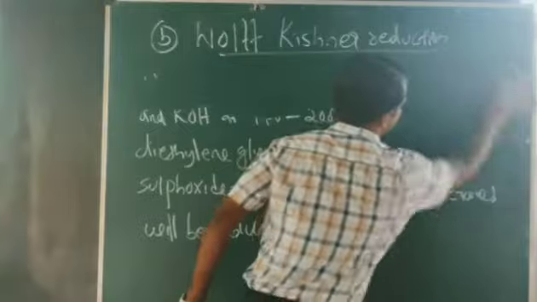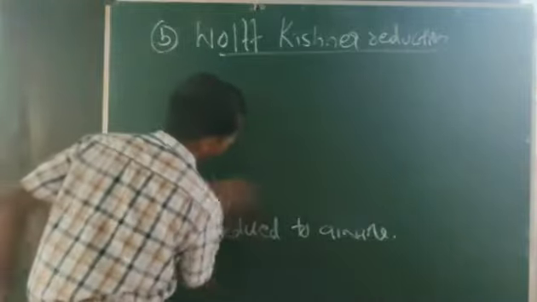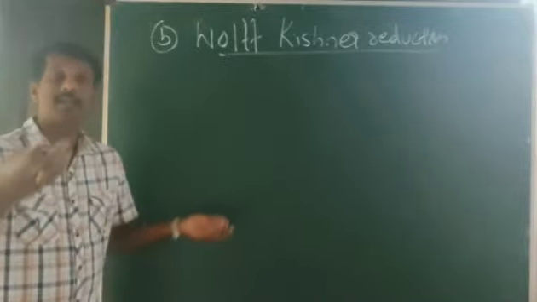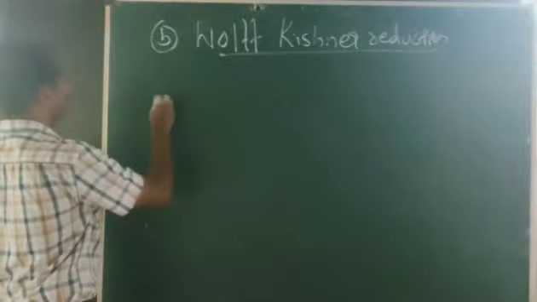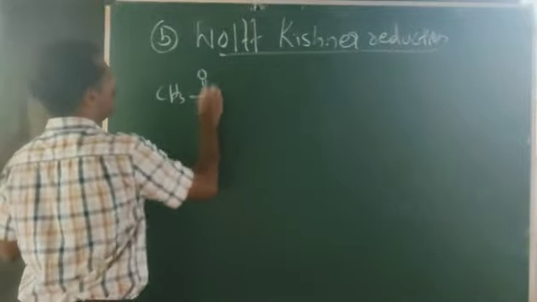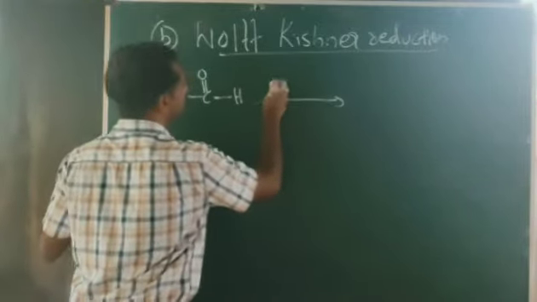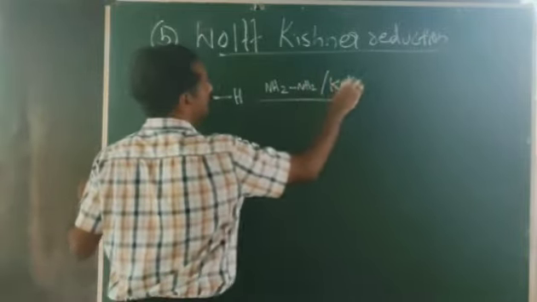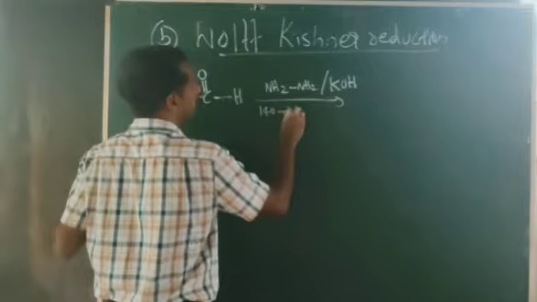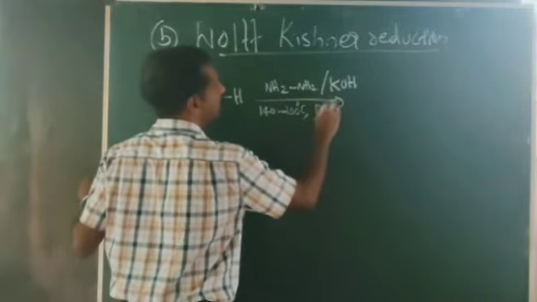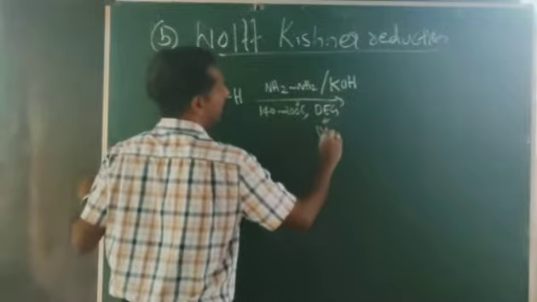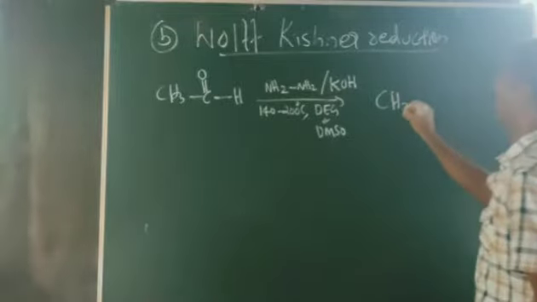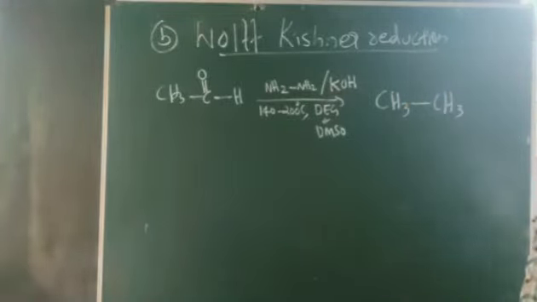Okay, let us go through some examples. Same examples we can write. There is no difference between Clemmensen reduction and Wolff-Kishner reduction; the only difference is that the reducing agents are different. So again, CH3 C double bond O H, acetaldehyde, when reduced with hydrazine NH2NH2, KOH at 140 to 200 degrees Celsius in presence of DEG or DMSO, dimethyl sulfoxide, what we get? The CO group is reduced to CH2, so we get CH3 CH3. Clear?